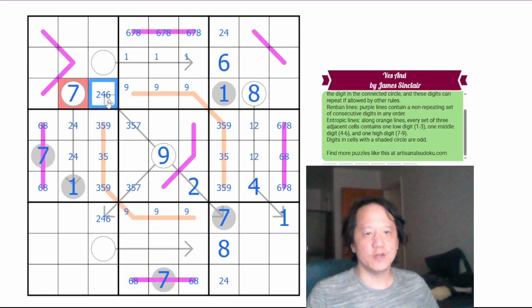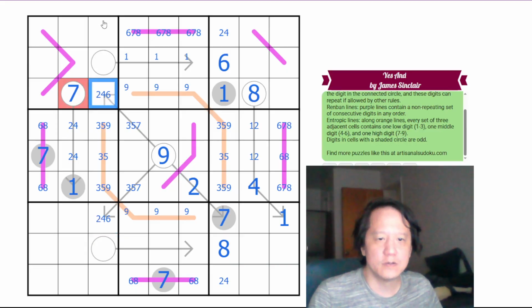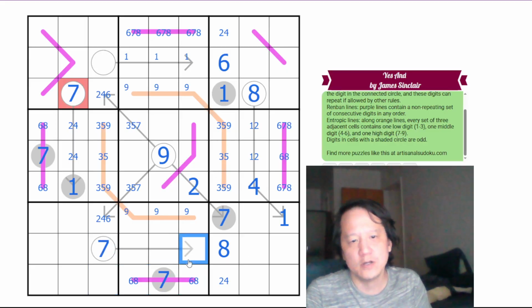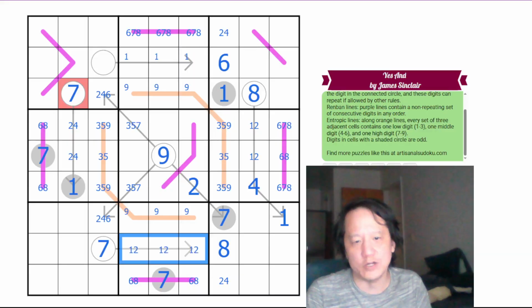These are both even. Where is 7 in column 3? Cannot be here because of 7 in the box. Can't be here because of the red band. Can't be here because of 7 in the row. Can't be here because of 7 in the row. So 7 has to be here, which means this is also 1, 2, 4 as a triplet.